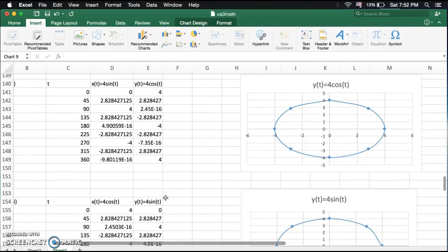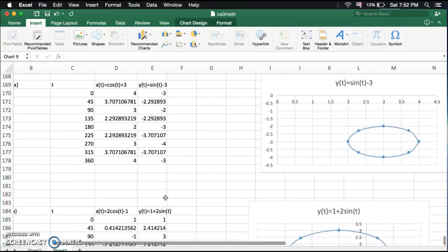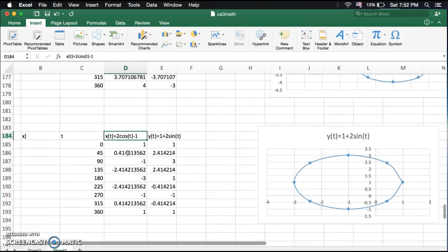Let's see another example for x(t) equals 2 cos t minus 1 and y(t) equals 2 sin t plus 1.